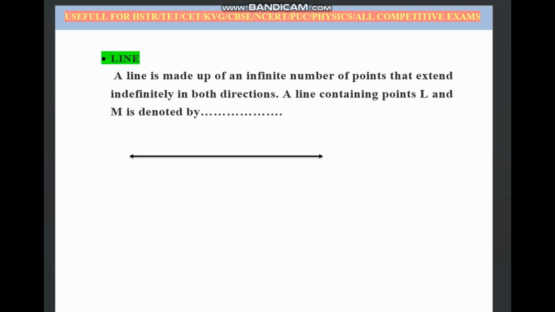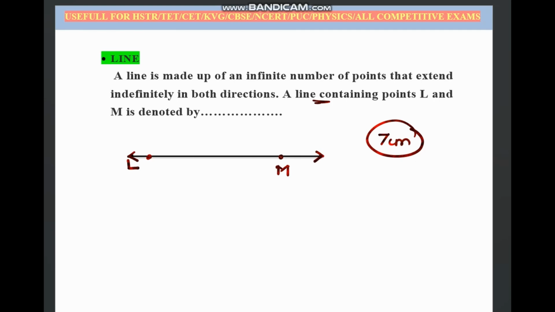A line is made up of an indefinite number of points that extends indefinitely in both directions. A line containing L and M is denoted by LM. Again, I will take the same. See here, this is point L and this is point M. But this L is also increasing in the backward direction and this M also goes on increasing in the forward direction. That is the main difference between a line and a line segment. A line segment is of fixed length. 7 centimeter means it's 7 centimeter. It will not increase to 8 or decrease to 6.